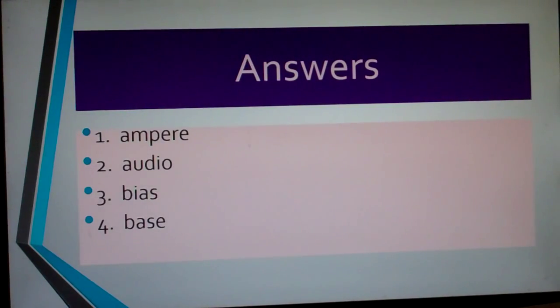Answers. Number 1 is ampere. Number 2 is audio. Number 3 is bias. Number 4 is base.